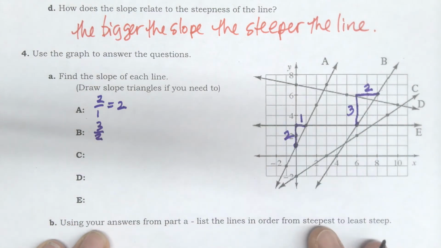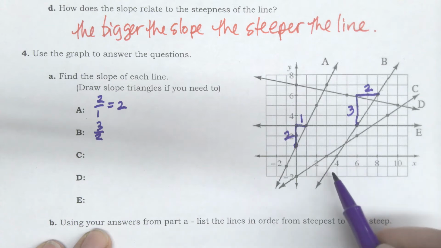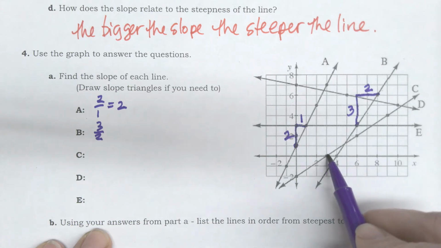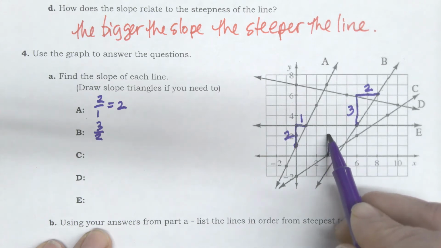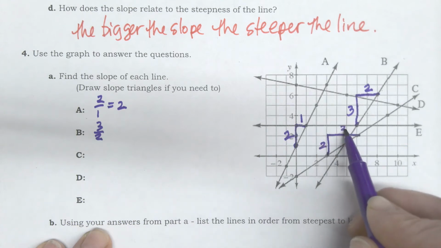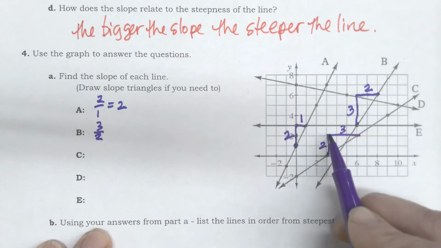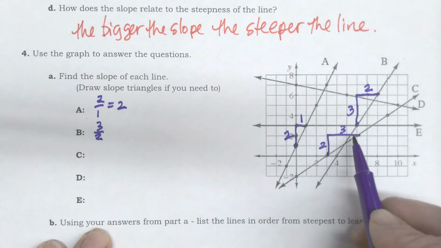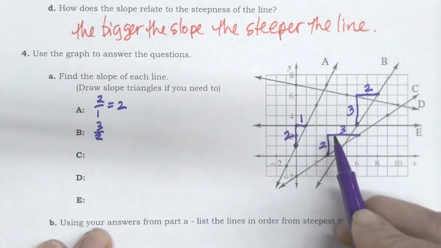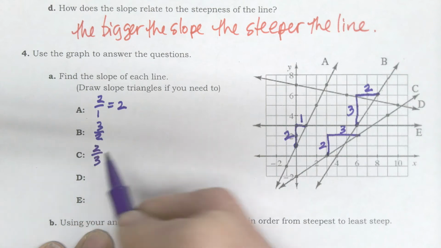I can't reduce it, so I'll leave it just like that. Now I go to line C. Here's line C. I'm going to find 2 points. So I'll start with this point here. Up 2 over 3. Remember, it's rise and run. The change in the y's over the change in the x's. Delta y over delta x. Rise 2, right 3. So that slope is 2/3.